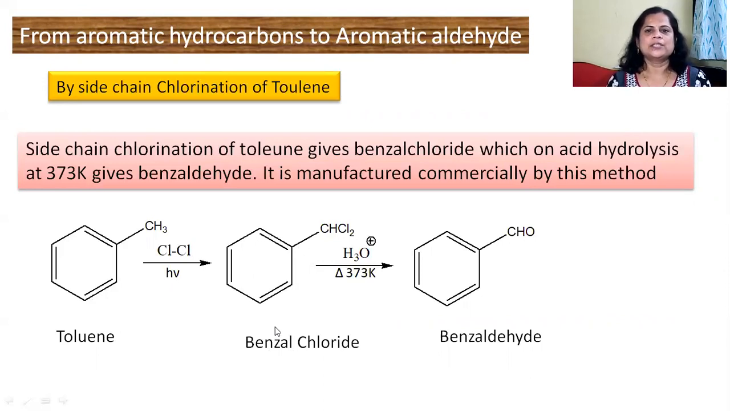So when toluene undergoes chlorination, what does it form? Benzal chloride, which on acid hydrolysis with heating at 373 Kelvin is converted into benzaldehyde. From CHCl2, the removal of Cl2 takes place, oxygen is added by the acid hydrolysis, and benzaldehyde is formed. This is a reaction for the preparation of benzaldehyde, an aromatic aldehyde, using toluene. What is the name of that reaction? Side chain chlorination of toluene.